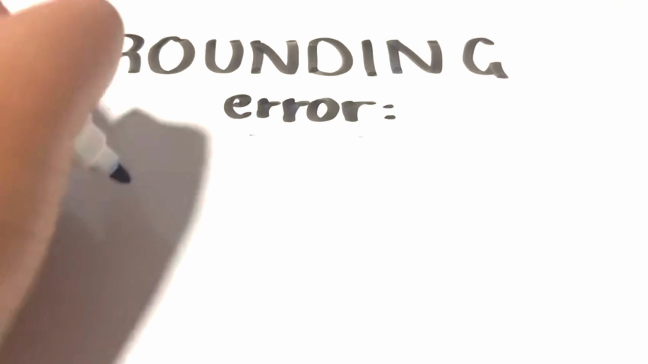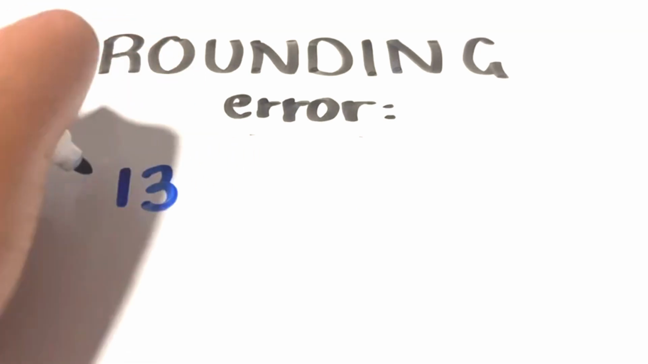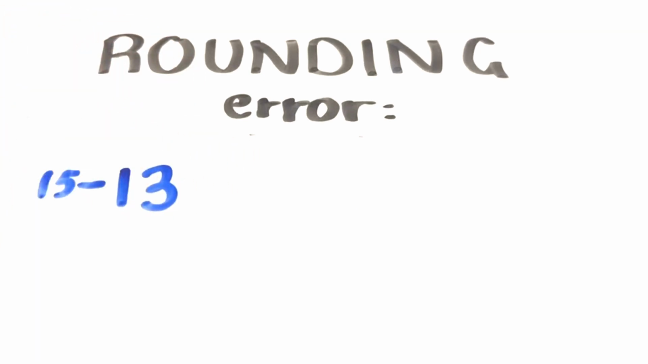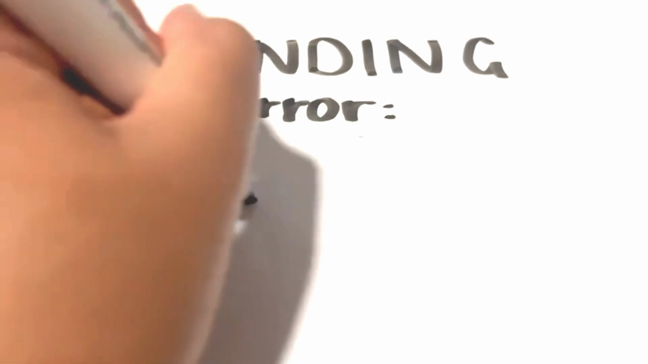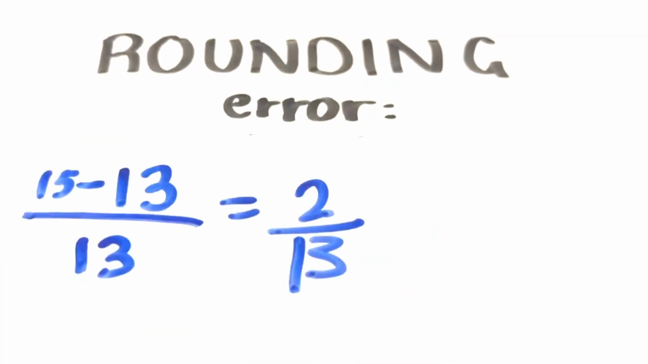Going back to our formula, we're going to plug in 13. So basically 15 minus 13 divided by 13. So that's going to be 2 by 13, and that is going to be our relative error for here.